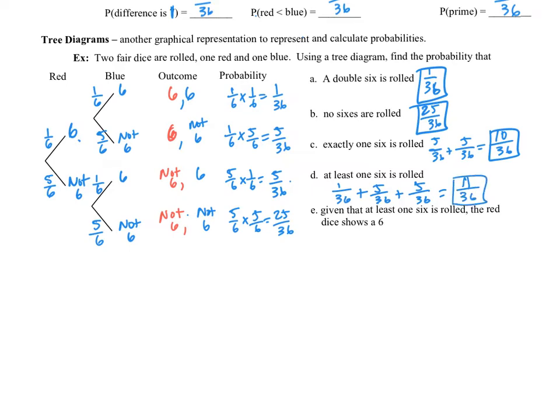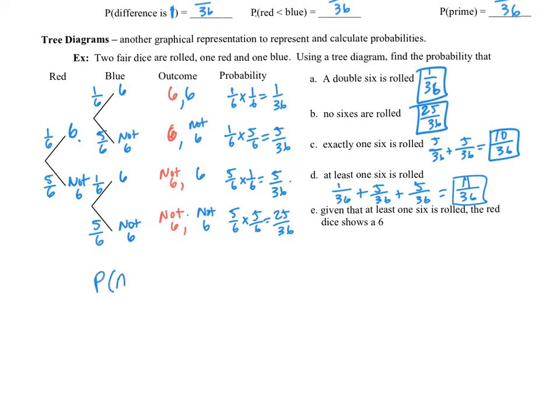And then for this next one, it's a conditional probability question. It says, given that at least one 6 is rolled, find the probability that the red dice shows a 6. So the red dice shows a 6 given that at least one 6 is rolled. I know you don't have room on your paper, but I just want to remind you of the rule for conditional probability.